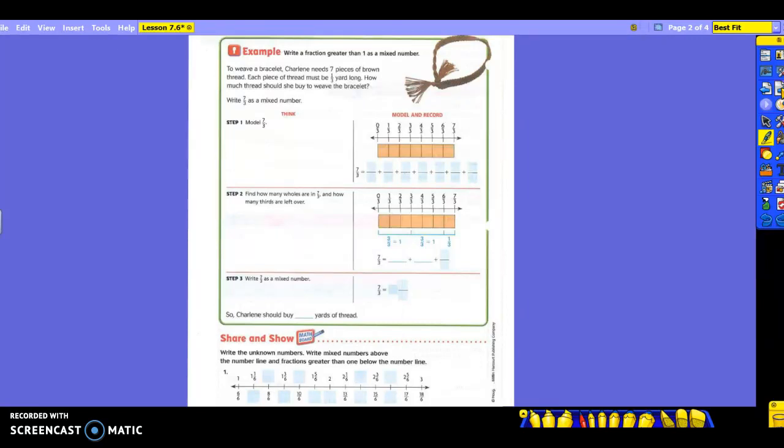How much thread should she buy to weave the bracelet? So what's your question? Say it out loud with me, please. How much thread should she buy to weave the bracelet?